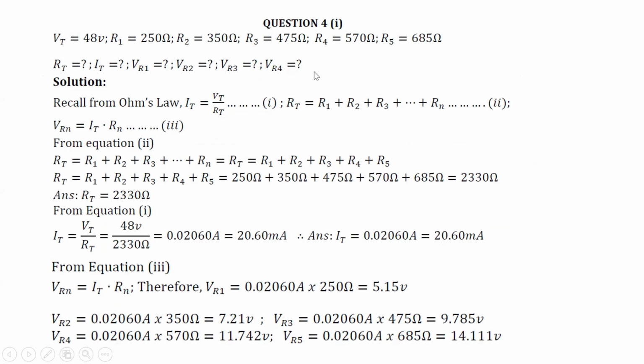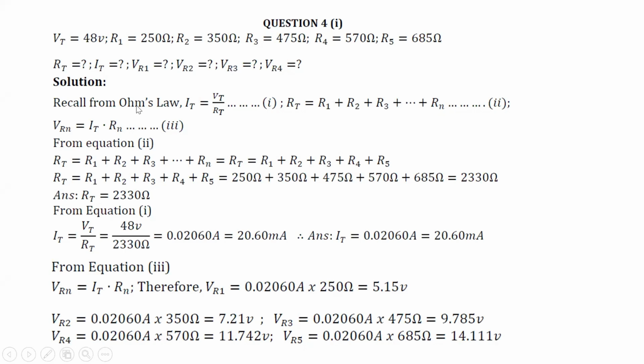So for question number 4I, we have our known variables: 48 volts is the total voltage, R1 is 250 ohms, R2 is 350 ohms, R3 is 475 ohms, R4 is 570 ohms, while R5 is 685 ohms. And you are supposed to find the total resistance, the total current, the voltage drop at R1, R2, R3, and R4.